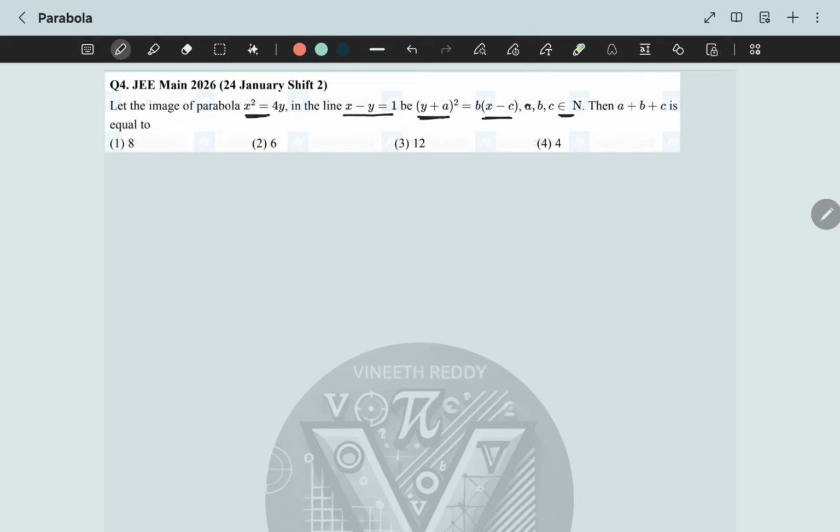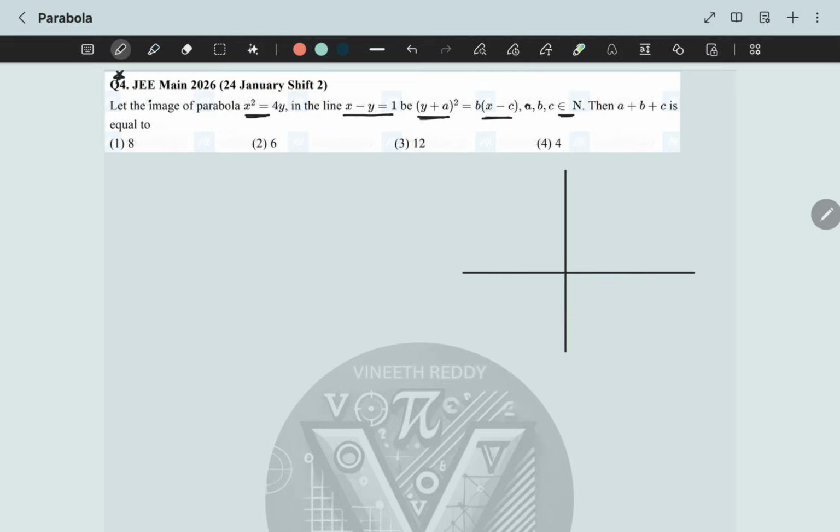If I remember, dear student, this model was also asked in Advanced 2014 or 2015. I don't remember it exactly, but yes, this is an advanced model, and nowadays Mains is copying the advanced models, right? Fine. Now, how do we solve this kind of question? This is a very important model.